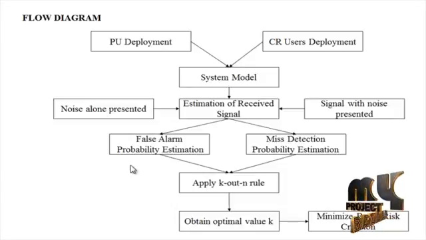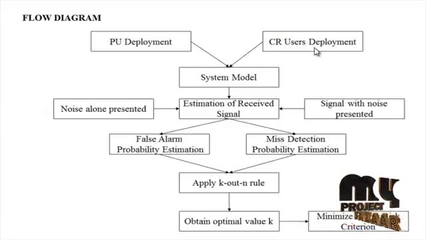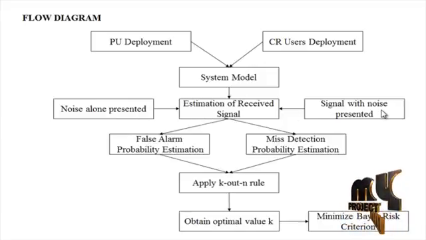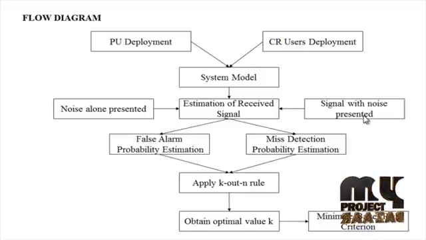Let me discuss the flow diagram for our process. Initially, the primary user and CR users are deployed randomly. If the primary user is present, the received signal contains both the PU signal and noise. If the primary user is absent, the received signal contains noise alone. Finally, the detection of attacks is performed considering both cases, noise alone and signal with noise, if the primary user is present.